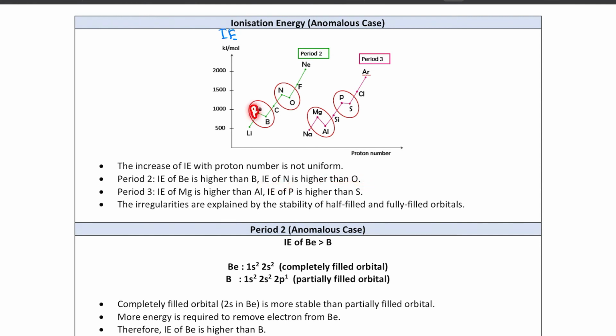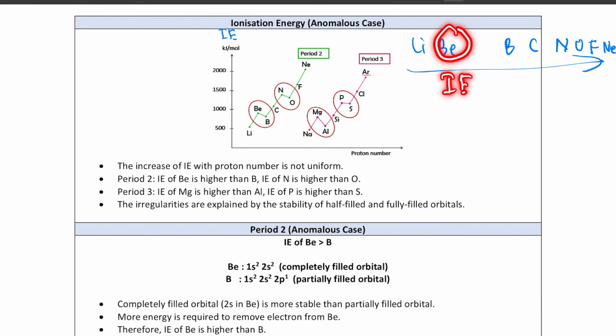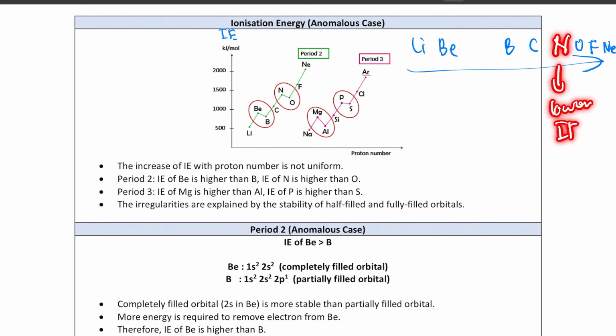Okay, so beryllium dengan boron, kalau ikut dalam periodic table sepatutnya lithium, lepas tu beryllium, lepas tu boron, lepas tu carbon, nitrogen, oxygen, fluorine, neon. Okay, that means this is going across a period lah from left to right. So we should expect beryllium punya IE to be lower than boron lah. Okay, tapi it turns out tak, beryllium lagi tinggi. So nitrogen pun sama. Nitrogen pun sepatutnya lower IE dan oksigen lah sepatutnya. But it turns out tak. Okay, nitrogen punya IE lebih tinggi daripada oksigen.